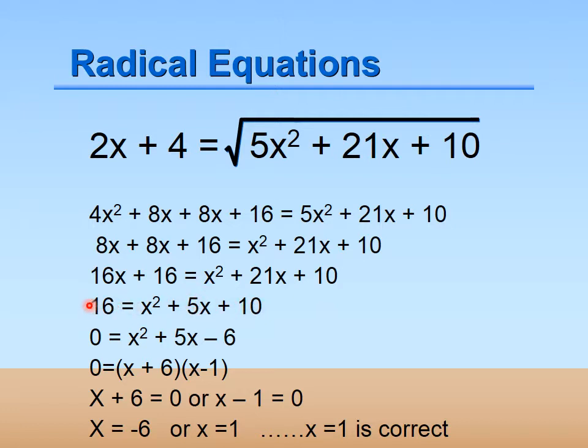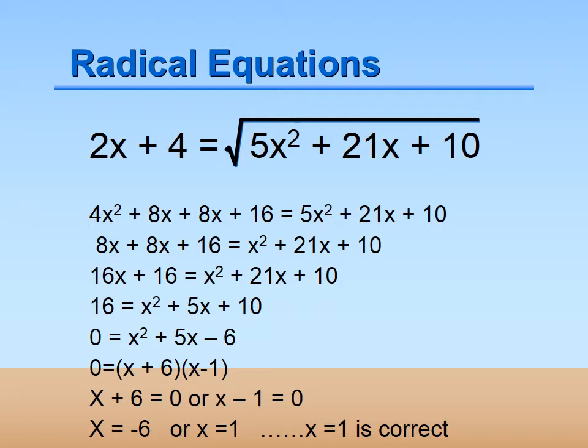So the next thing I need to do to get the left-hand side to be 0 is subtract 16, right? So I have 0 equals x squared plus 5x, and then 10 minus 16 is negative 6. Okay, so now I have 0 equals x squared plus 5x minus 6. At this point, we have a quadratic, and it's set equal to 0. So you have a couple of options. You can either use the graphing method, the factoring method, or the quadratic formula.